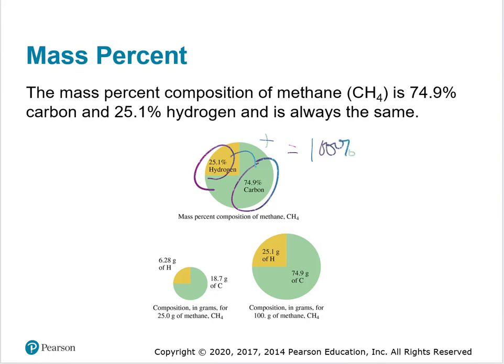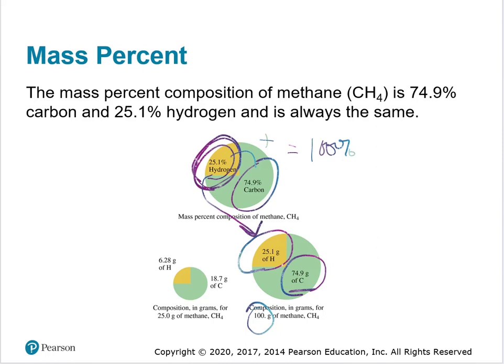So if I had 100 grams of methane, I could then say 74.9 grams of that would be carbon and 25.1 grams of that would be hydrogen. But what if I didn't have 100 grams? I wouldn't be able to just easily go, oh, 25.1% is 25.1 grams.